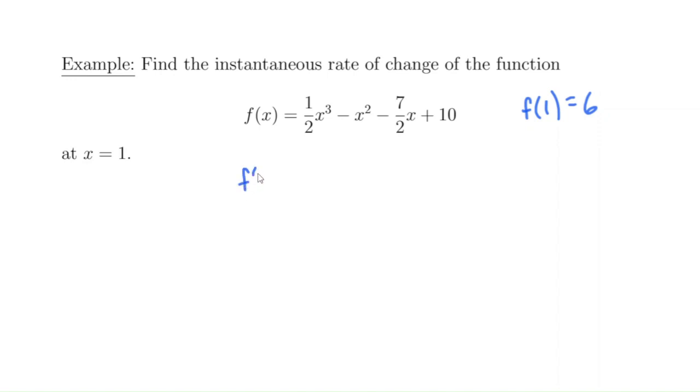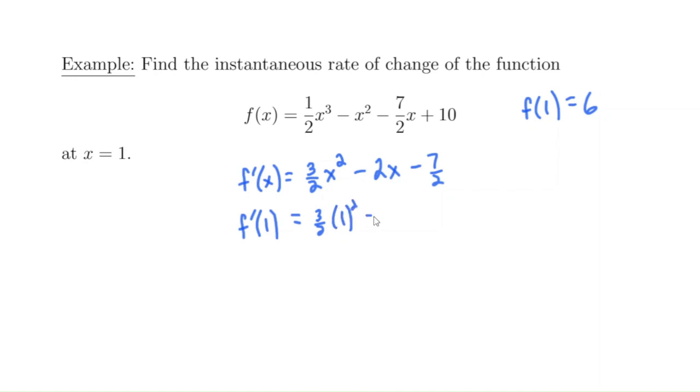So what's first of all f prime of x? F prime of x would be, well, we have to do 3 times 1/2. That would be 3/2 x squared minus, well, the derivative of x squared would be 2x. The derivative of 7/2 x is just going to be 7/2. And the derivative of 10 is just 0. So there's f prime of x. Now what is f prime of 1? Well, let's just plug in 1, right? We get 3/2 times 1 squared minus 2 times 1 minus 7/2. So that would just be 3/2 minus 2 minus 7/2.